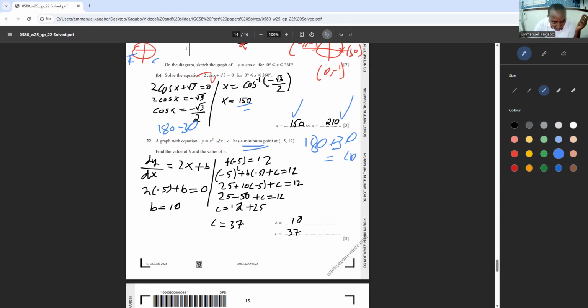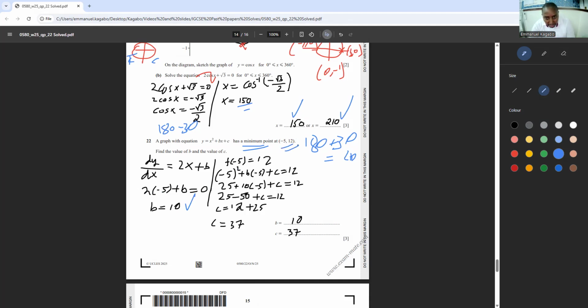It will be 2x. Derivative of bx will be b. Derivative of c will be 0, because c is a constant. It doesn't have x. Now, at a maximum or a minimum, your gradient should always be equal to 0. So that means if I put negative 5 in my derivative, it should be equal to 0. Very good. So that's why I did 2 bracket negative 5 plus b equal to 0. And this is negative 10 when you take it to the other side. So b is equal to 10. I've got the value of b.